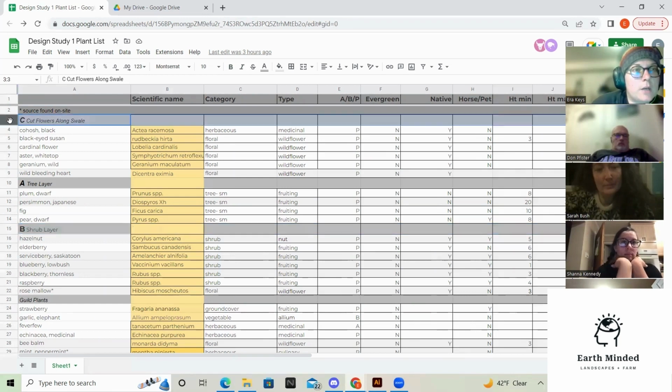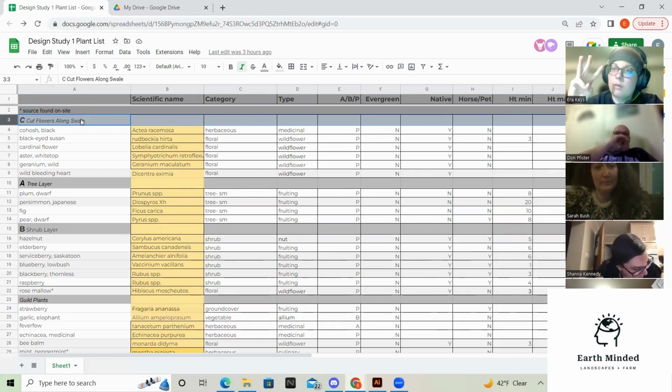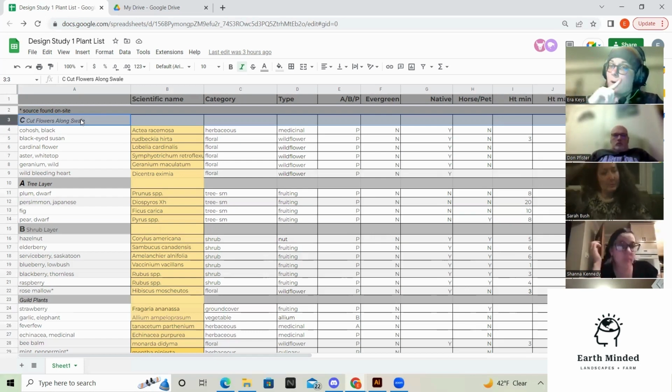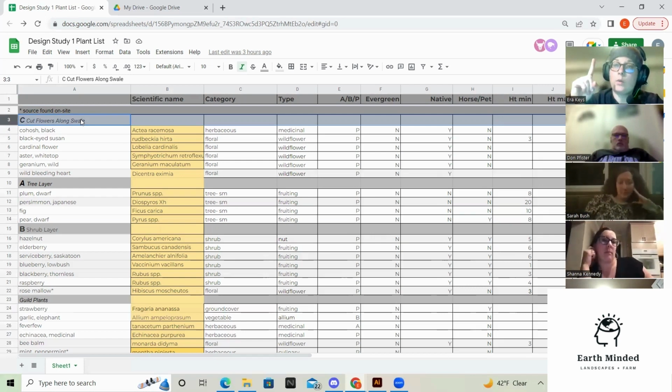So let's start with row 3. Cut flowers along the swale. So the client specifically asked for, again, having flowers blooming year round that she could cut and put in her vase. So I had to research three things. What are plants for the different microclimates in that upper part of the garden that is a forest garden that would fit into the different microclimates present? Number 2, I had to consider how long they last in a vase.